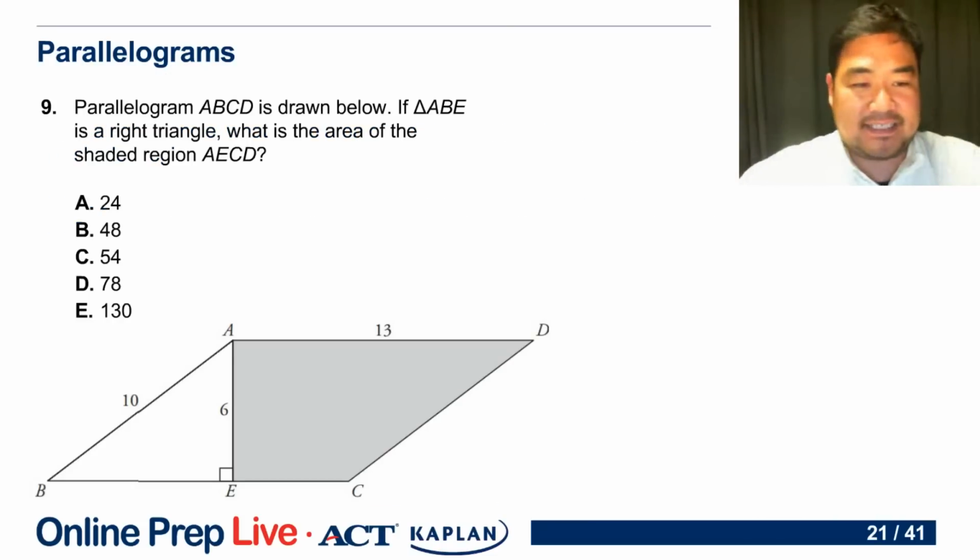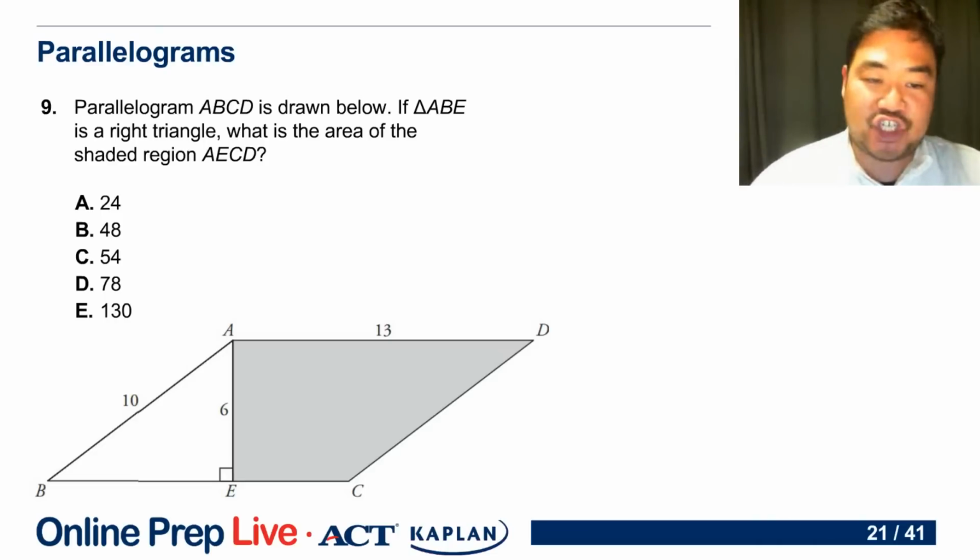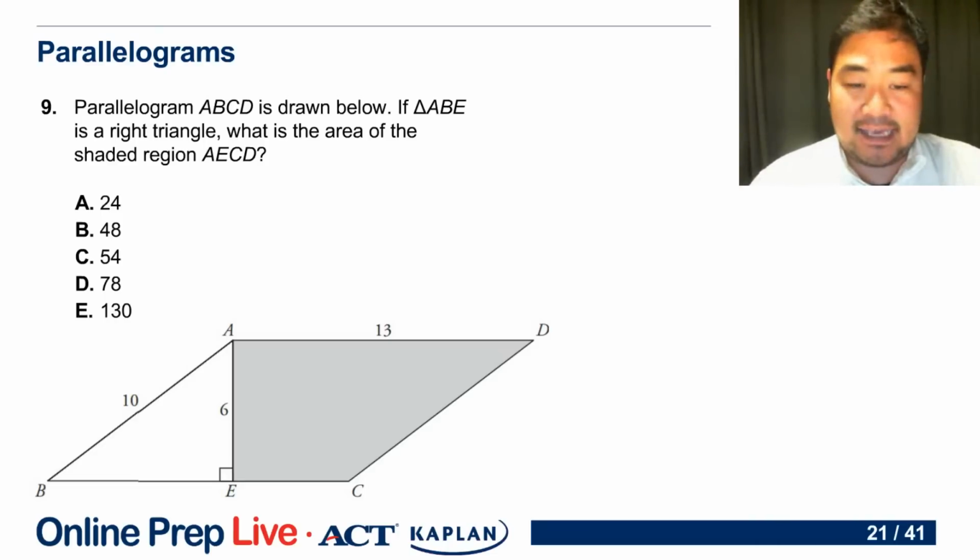So let's take a look at this example here. Take a look at number 9. And again, the poll is open if you have an answer for this one. Take a look at number 9. Parallelogram ABCD is drawn below. If triangle ABE is a right triangle, what is the area of the shaded region AECD?